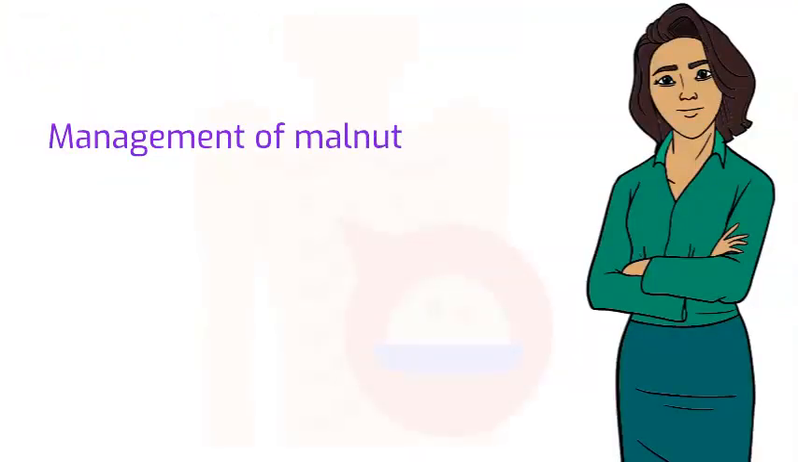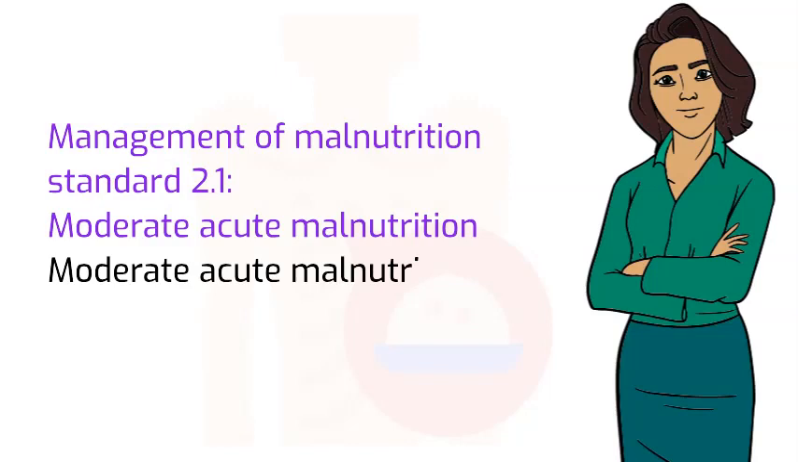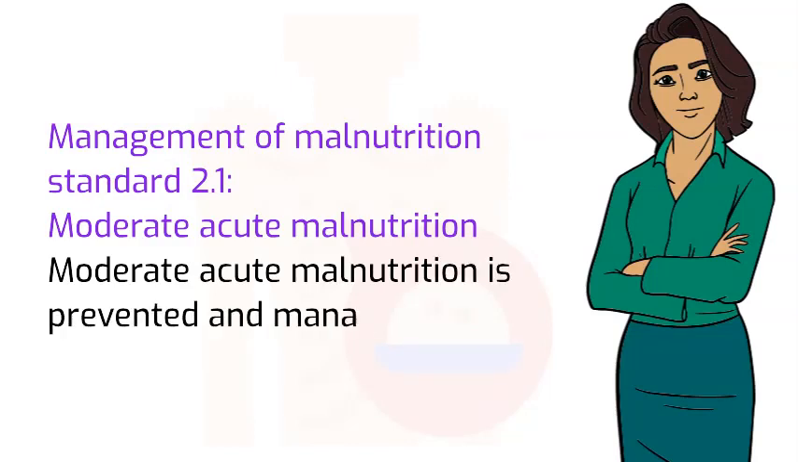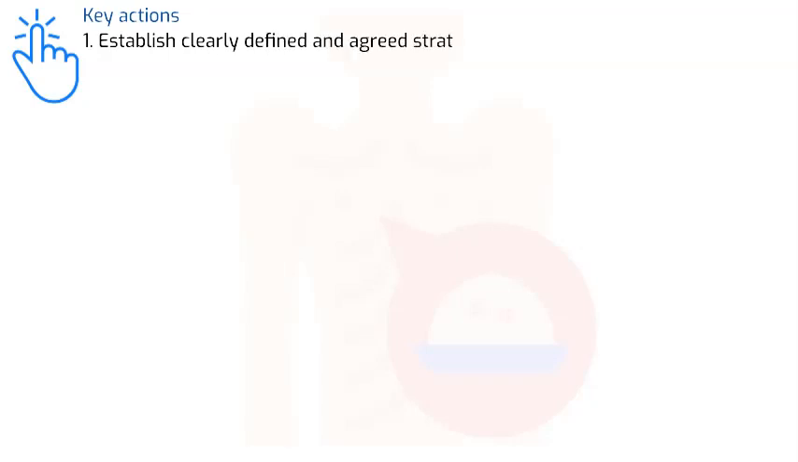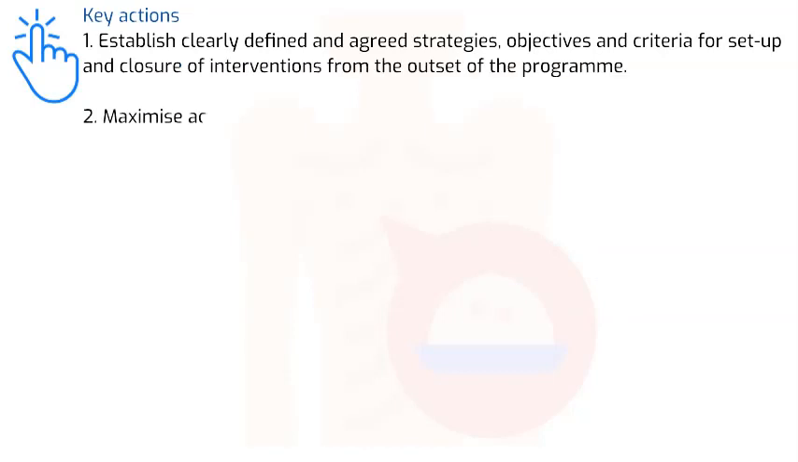Management of Malnutrition Standard 2.1. Moderate acute malnutrition. Moderate acute malnutrition is prevented and managed. Key actions. 1. Establish clearly defined and agreed strategies, objectives, and criteria for setup and closure of interventions from the outset of the program.